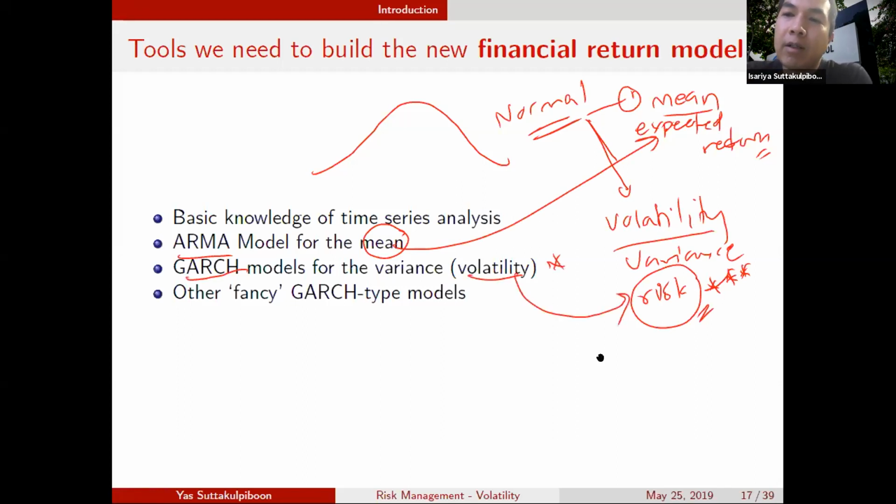So therefore, we're going to be looking at time series, the basic idea, the mean model, which is ARMA, and the volatility model, which is GARCH. And hopefully we have more time to discuss the other GARCH type models too. Okay, so.